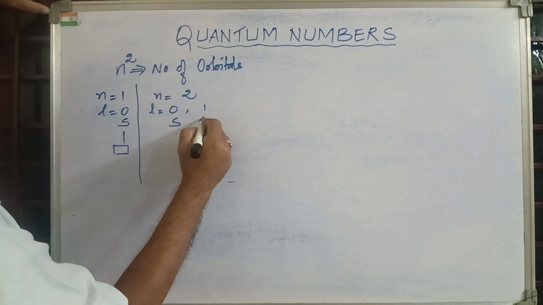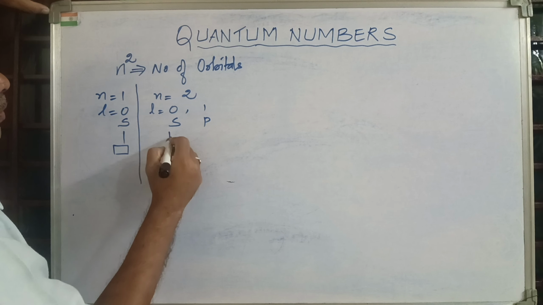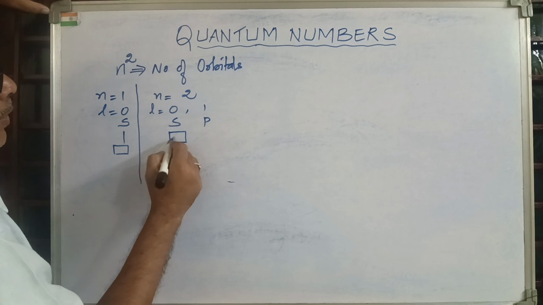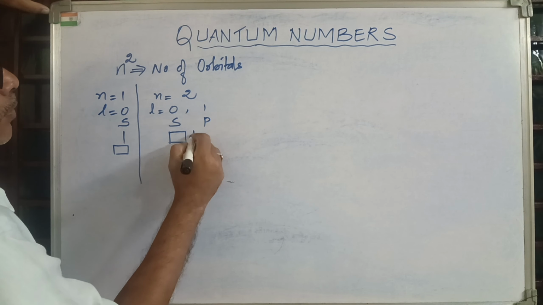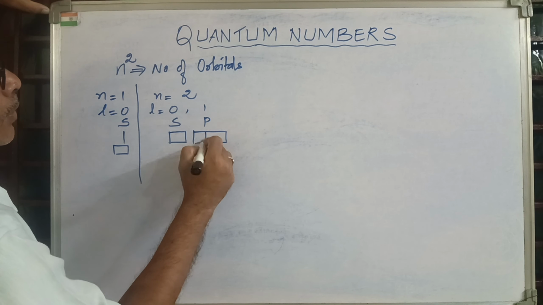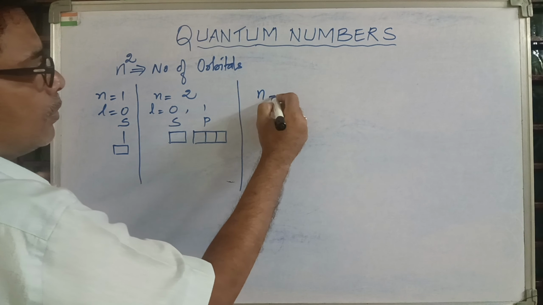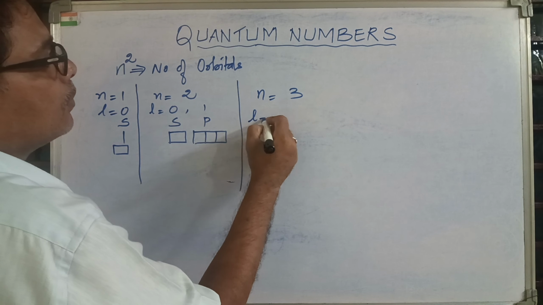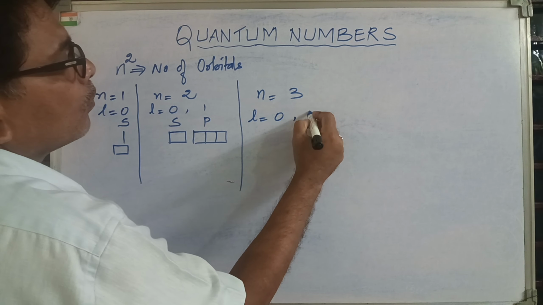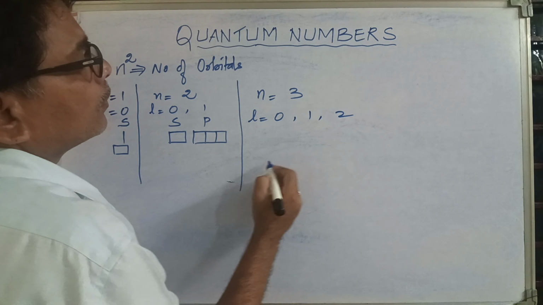N is equal to 2, where L is equal to 0 and 1. That means S and P. S holds how many electrons? 2, so there it requires 1 box. P holds how many electrons? 6, so it requires how many? 3 boxes.